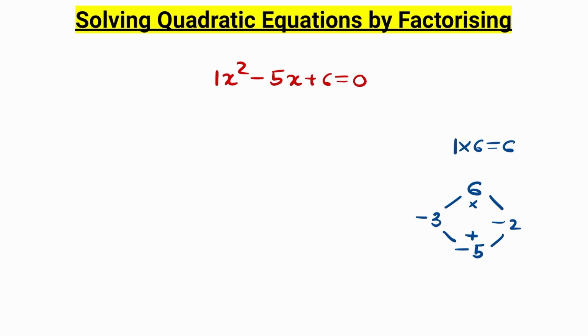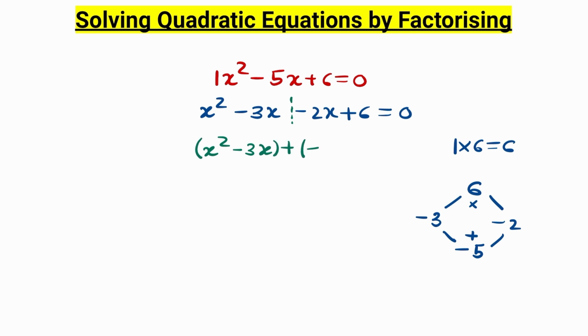After this, we can expand this equation. x squared, we can write minus 5x as minus 3x minus 2x plus 6 equal to 0. Then we can separate this equation into brackets. x squared minus 3x within one pair of brackets plus minus 2x plus 6 within the other pair of brackets equal to 0.